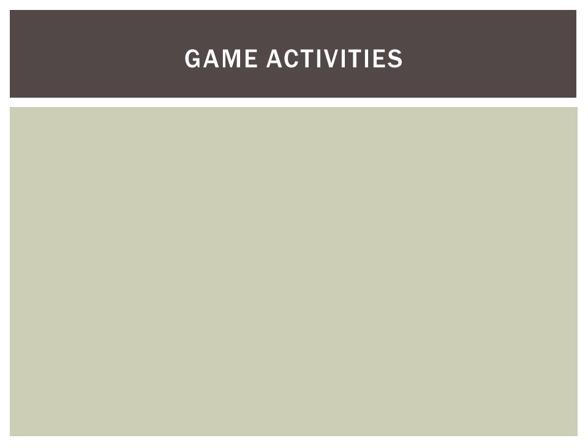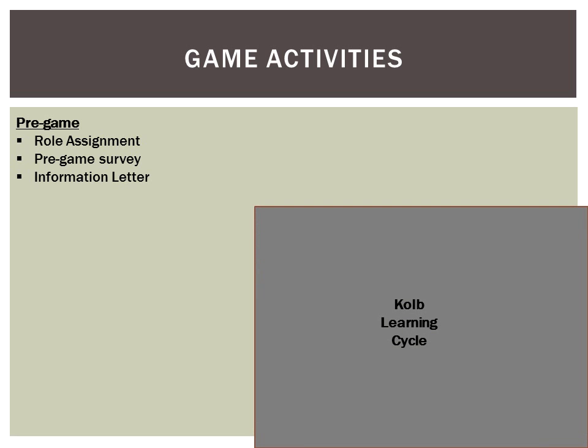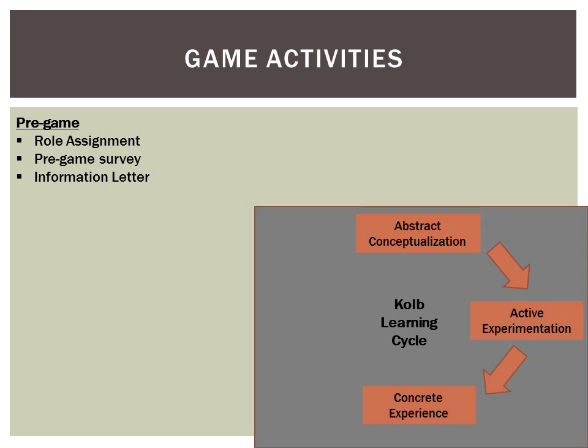The complete game module that you will be participating in has many components, including pregame and postgame activities. Before the game, you will first be assigned a unique player role. Second, you will be asked to take a short pregame survey available online. Also, your instructor will review an information letter that will explain how we will be conducting research in this experience. With these logistical items out of the way, we will begin the game module. We've modeled the game to align with the Kolb learning cycle to allow students to participate in 4 different learning approaches, including abstract conceptualization, active experimentation, concrete experience, and reflective observation.